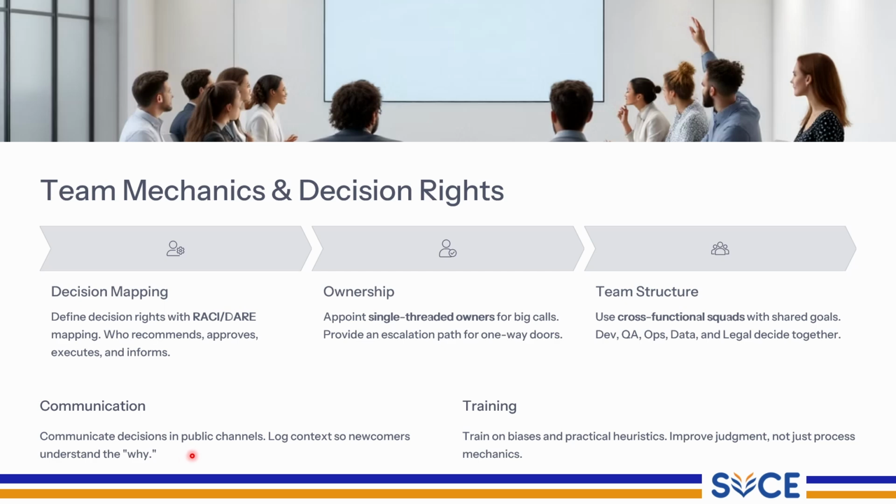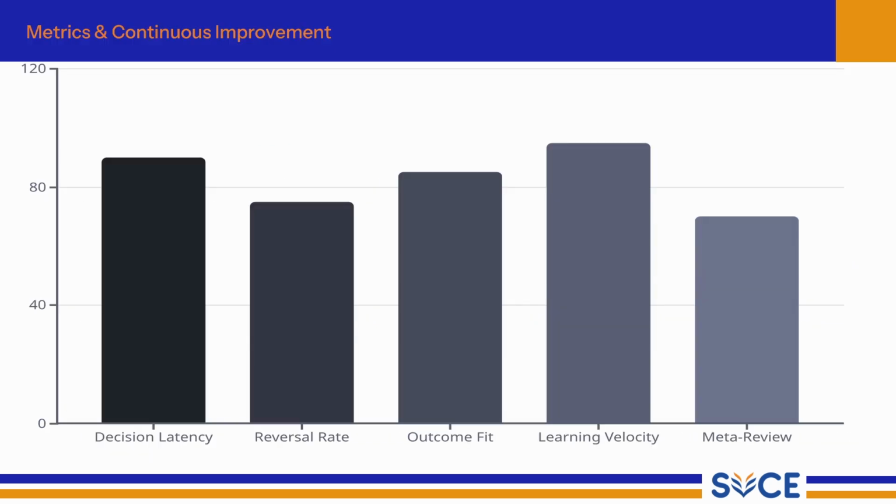And then last one is training. So train on biases and practical heuristics, improve judgment, not just process and mechanics. And then next we will see the metrics and continuous improvement.